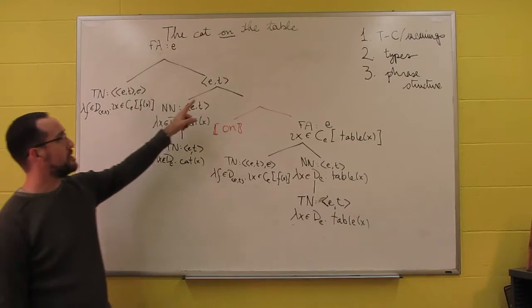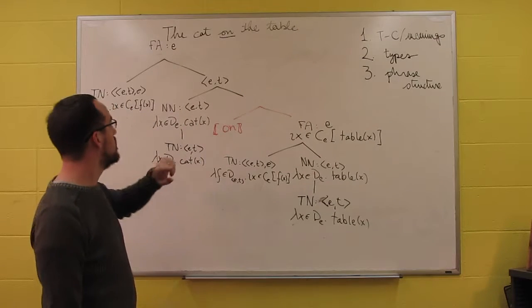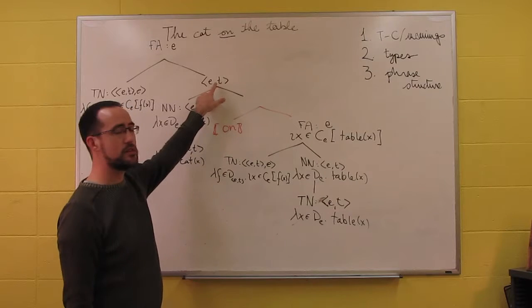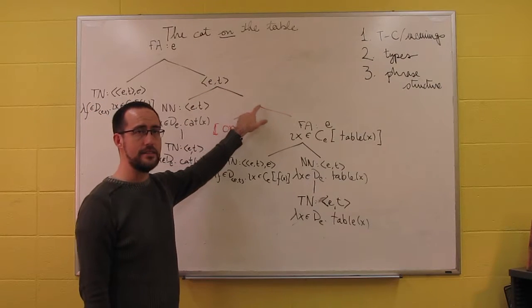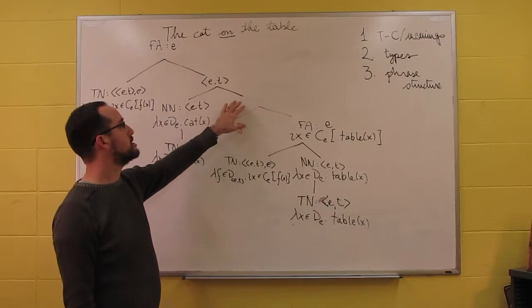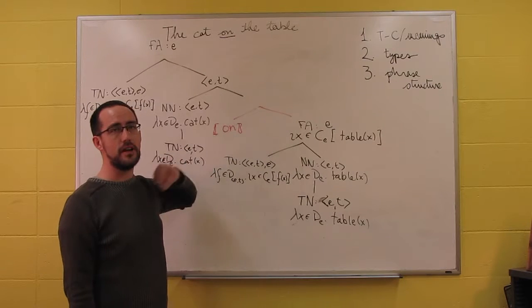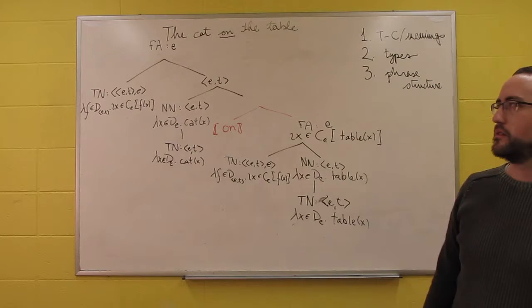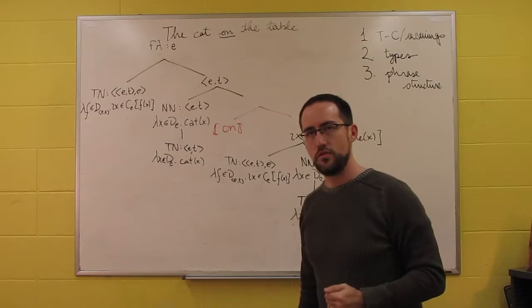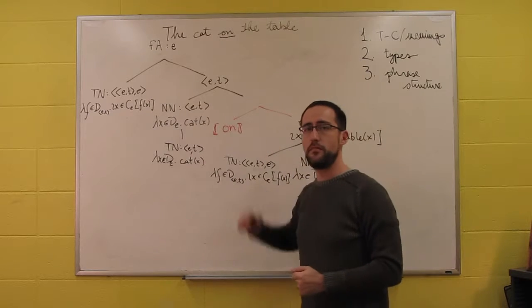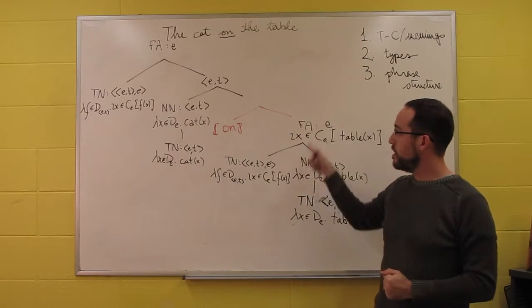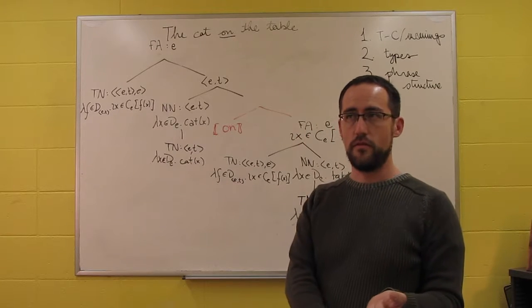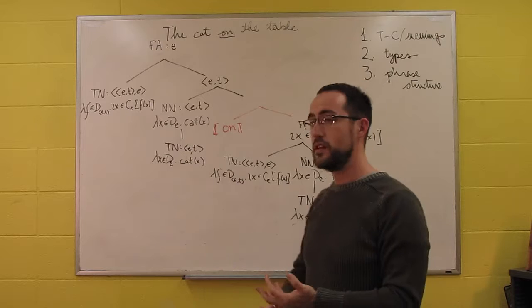Now, if this is of type ET, and this is of type ET, then this is either built by functional application, and this is of type ETET, or this is built by predicate modification, and it's of type ET. Now, things of type ET are properties of individuals. Give it an individual, it gives you a truth value. Well, that's just what we've said about on the table, the whole constituent. We've said that you give it an object, and it will tell you whether or not it's on the table.